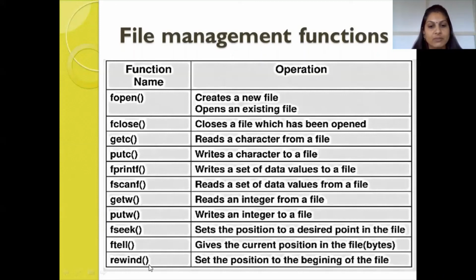Now the rewind function sets the position to the beginning of the file. Suppose we are creating a file and my cursor is after the end of the last line, and we want to set it to the beginning, that is our first line. Line by line the data is stored in a file. So if you want to move the cursor to the beginning position, you can use the rewind function that sets the position to the beginning of the file.